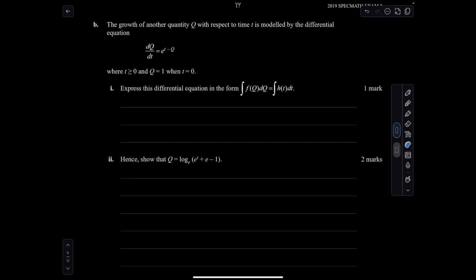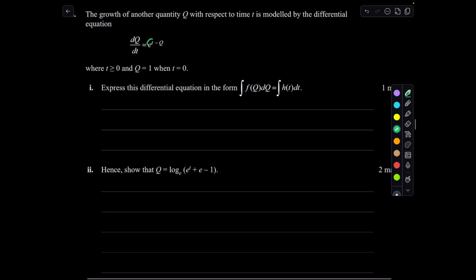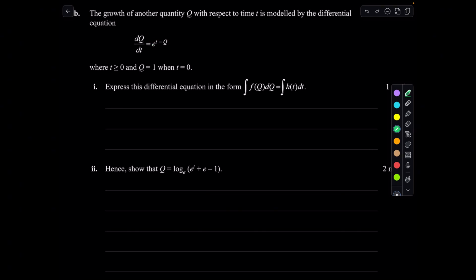The growth of another quantity Q with respect to T is modelled by a differential equation, where T is greater than or equal to 0 and Q equals 1 when T equals 0. Basically, this is an initial condition they've given us here. Let's look at the question. Express the differential equation in the form of this. This is easy because it's just a separation of variables, as you've got terms in T and Q.